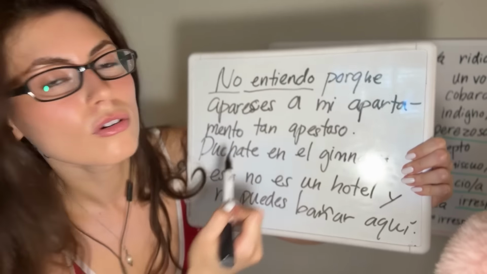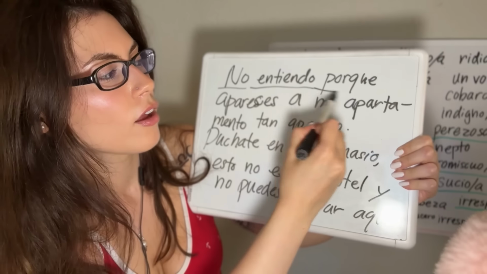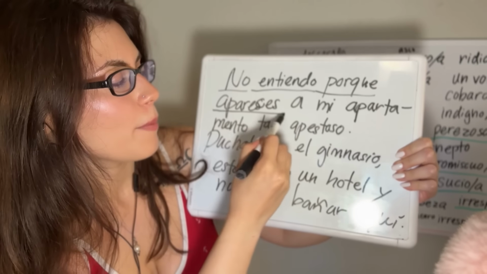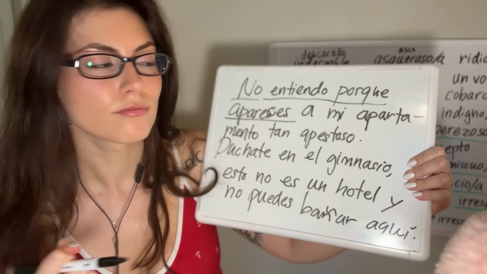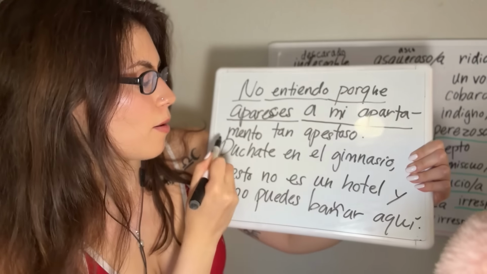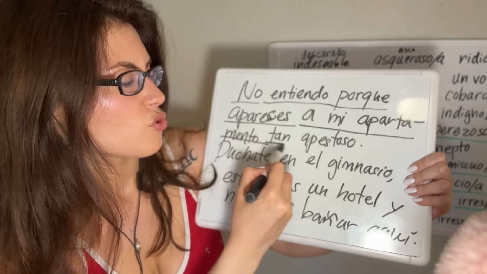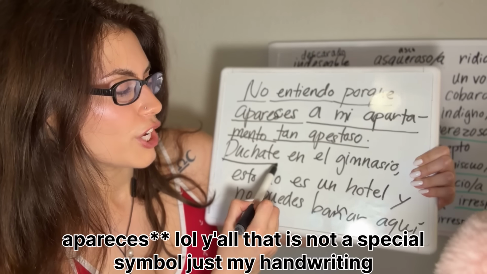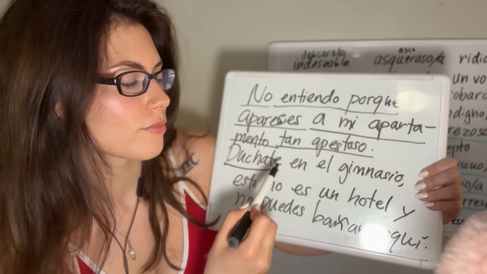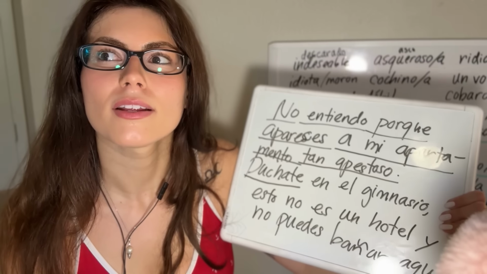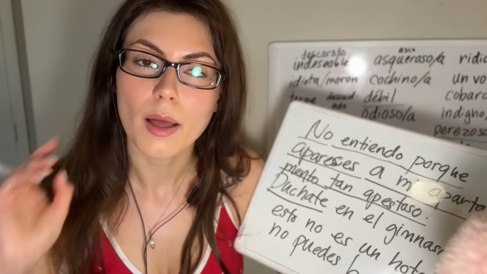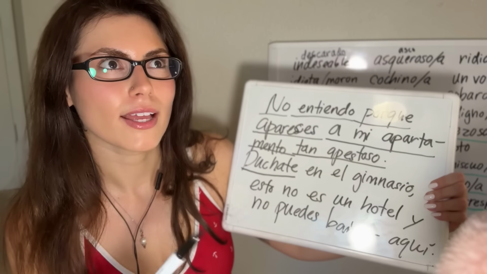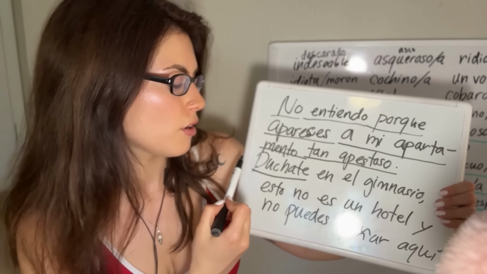No entiendo. I don't understand. Why? ¿Por qué apareces? You appear in my apartment so stinky, tan apestoso. Dúchate. Take a shower. If you want to think about it, in French, a douche is not the same thing as in English. A douche is a shower. So kind of think of it like that. Dúchate, it's like a Latin root to the word.